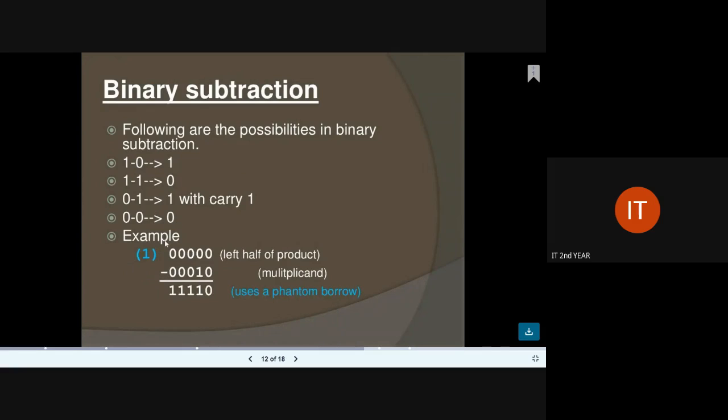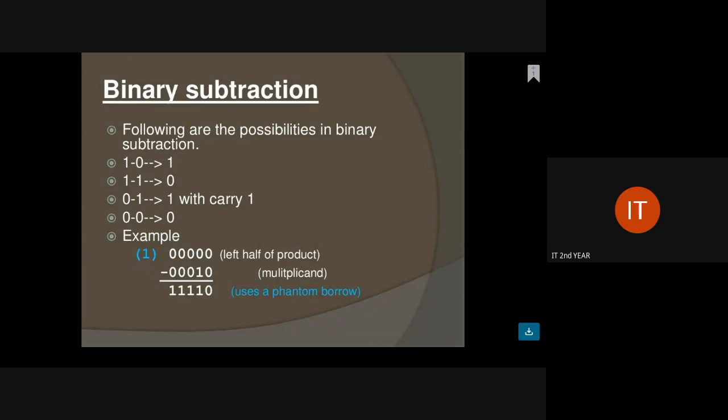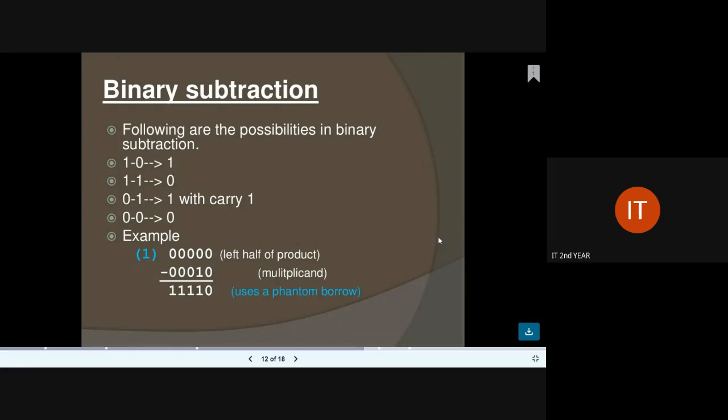For example, we are dealing with the following example: 0 0 0 0 0, that is 5 zeros, which is the main part of the product, and we are going to subtract the multiplicand, 00010. While dealing with 0 minus 0, we get 0, and 0 minus 1 we get 1, and a carry bit will be generated. This carry bit will be carried out until the end of the left half of the product. Finally, again one carry bit will be generated, and we will treat that carry bit as a phantom bit, ignoring it.